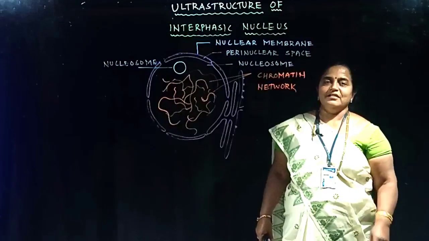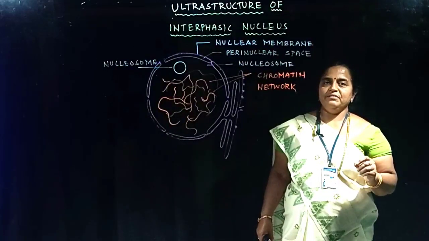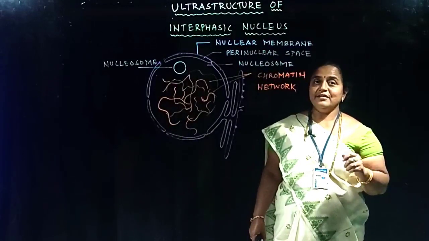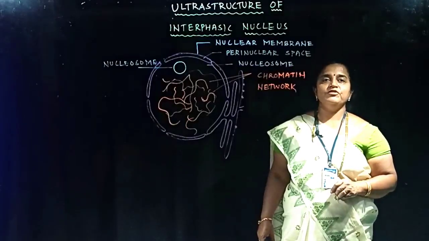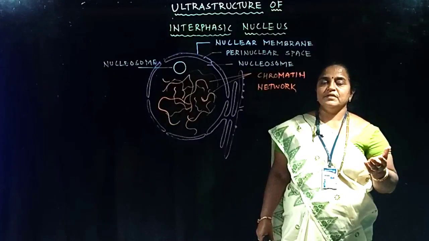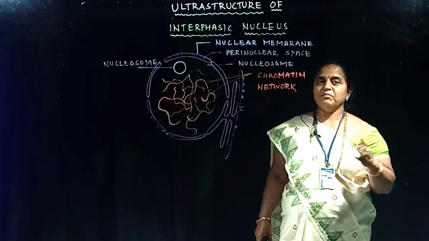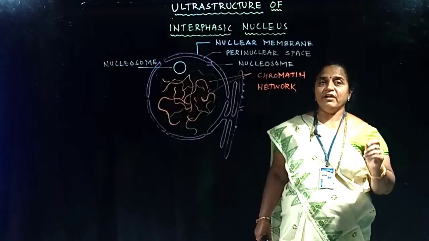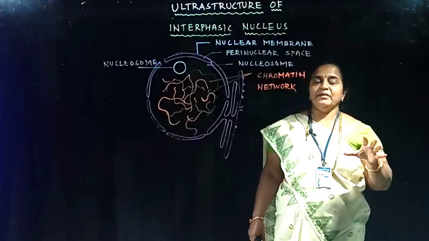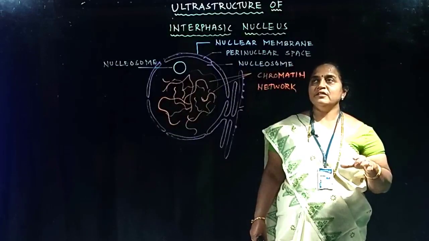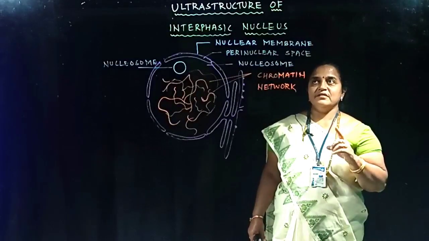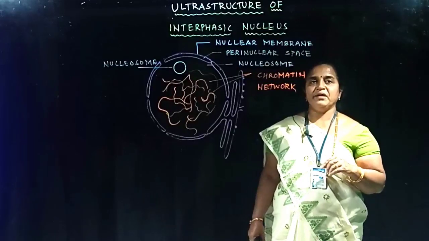Hello students. The topic cell, unit of life, is coming to an end. At the end of this topic, let us study the ultrastructure of the nucleus. When the cell is not dividing, division being either by mitosis or by meiosis, the cell is preparing for division. At that time, the resting stage of the nucleus is known as interphasic stage. So at interphase, the nucleus shows the following parts.